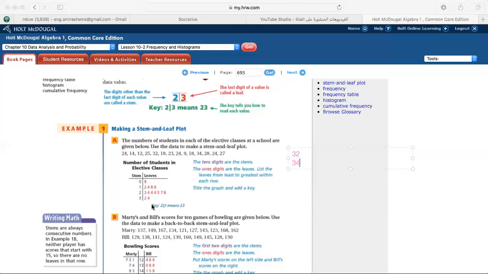But I must write a key here. The key here will help me read it. The key here, I can choose it as I like. Here it is written 2-3, which means 23. You can write it 1-2, which means 12, or 2-8, which means 28, or 3-4, which means 34. But you must write a key so anybody who reads it will understand.